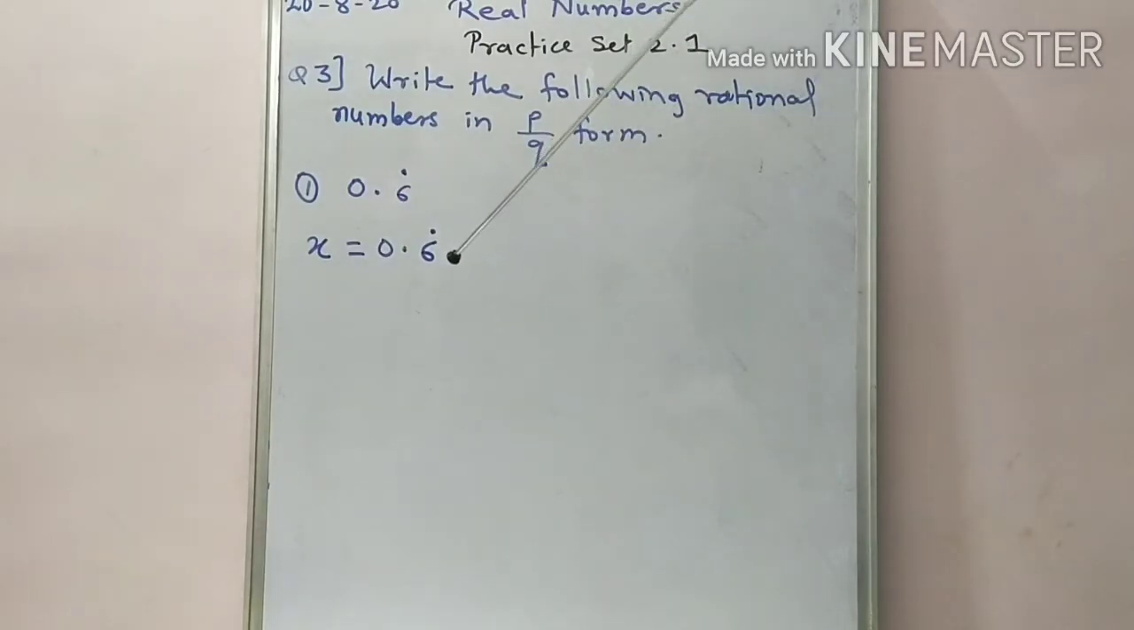So always first we consider that given decimal form as x equal to that given decimal form, 0.6 recurring. So that 0.6 recurring means that 6 comes repeatedly. So here we observe how many numbers are in recurring, and what do you notice here? Yes, only one number, that 6, which is repeated.